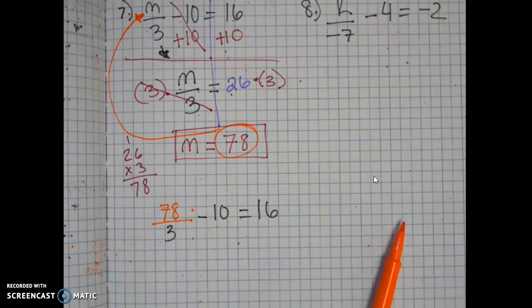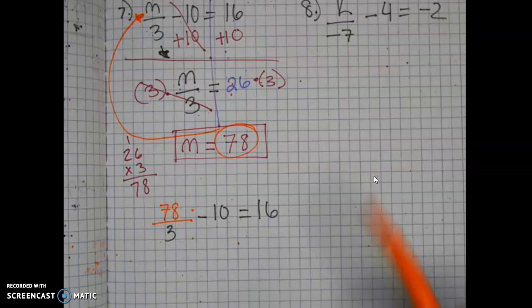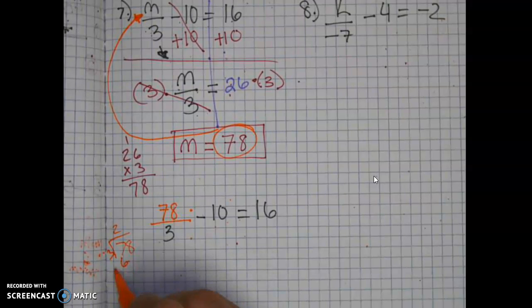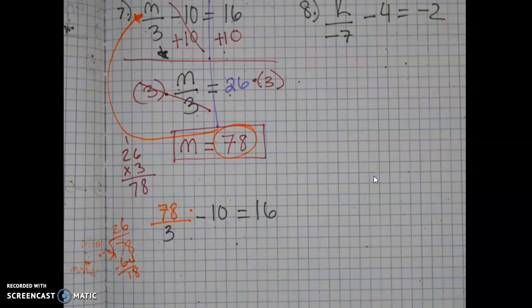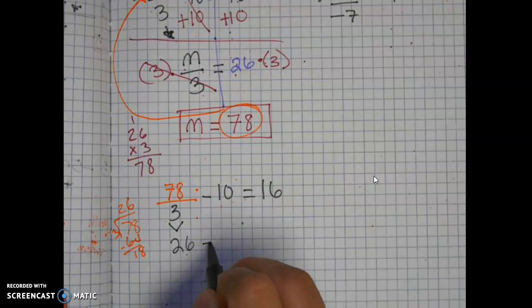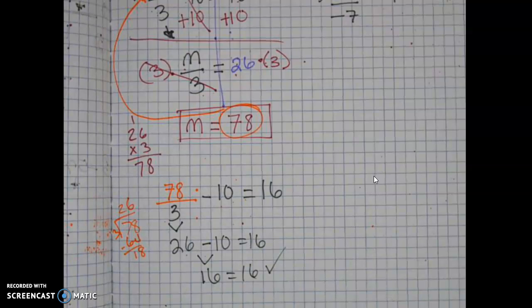Let's double check. 78 divided by 3. Well, I just did the math, right? So I'm going to double check my math. Yep, I got 26. So now I have 26 minus 10. That does give me 16. So my answer's right. So m does equal 78. Now let's do 8.